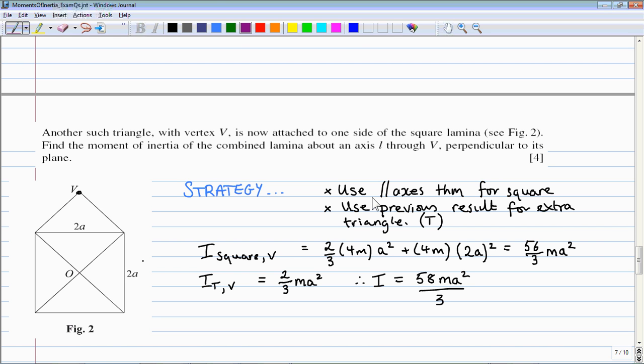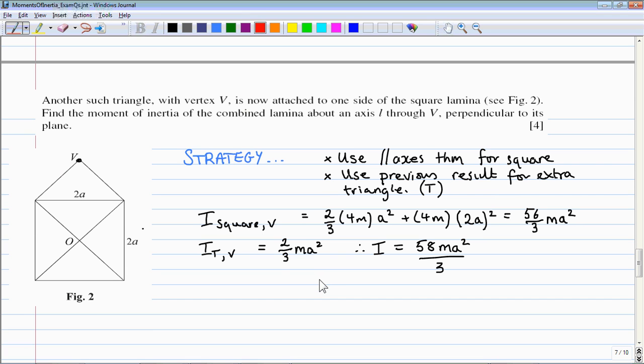So notice here a little point about notation. In the more complicated questions on moment of inertia, I would recommend that you follow this notation. Although it's not really standard, it's just something that I've tended to use, which is to annotate, when you write I for moment of inertia, annotate with both the object and the axis. Because if you've got multiple objects and multiple axes, it's very easy to start getting confused about which moment of inertia you're calculating. So this calculation is the moment of inertia of the square about the axis through V.